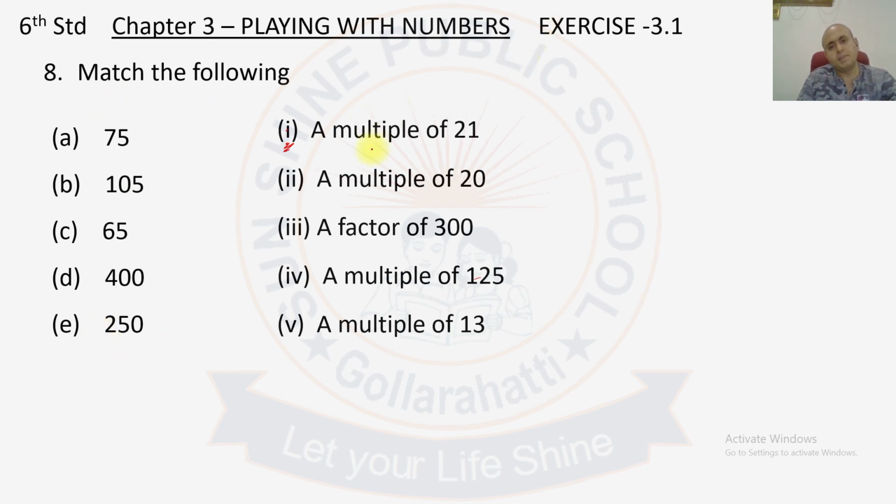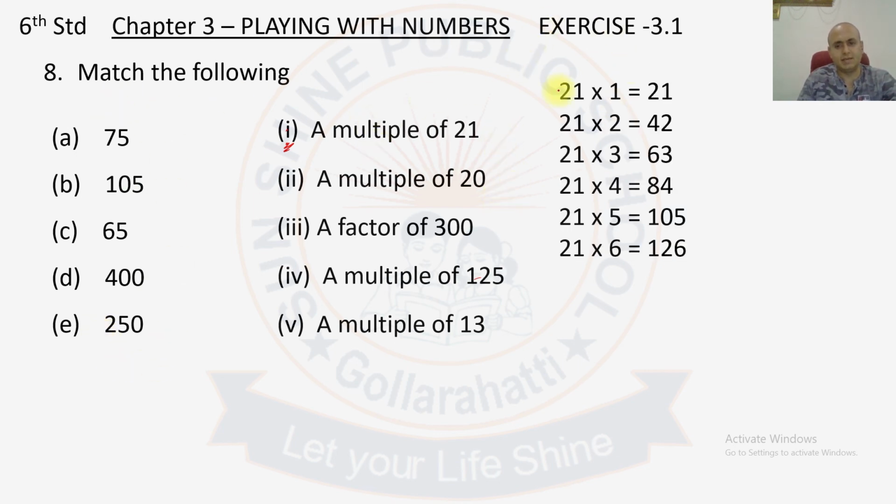So first let us write the multiples of 21. Therefore 21 tables. If I write the 21 tables, here I get 105. So I got 105 in the 21 tables. Therefore it is matched to B. So B matched to 105. That is, 105 is a multiple of 21.